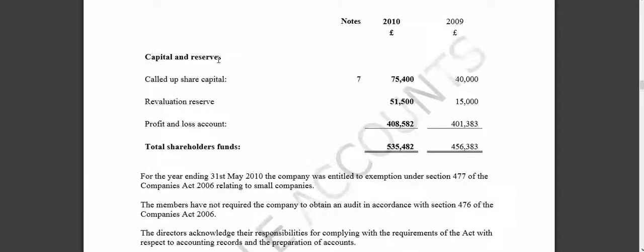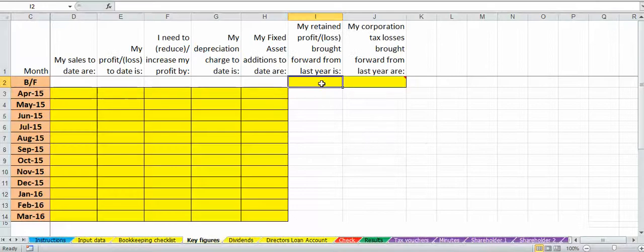We've got in this case abbreviated accounts. But under capital and reserves, which is the second part of your balance sheet, you'll see a figure for profit and loss account. If that's a positive, it means you've got a profit, and if it's a negative, it means you've got a loss brought forward. So you want to put your retained profit or loss brought forward from last year. If we haven't yet done your accounts, you may have to put in a draft figure there and change it later. And the reason that's important is because if you've got a loss brought forward, you're not going to be able to declare a dividend until your profits this year are enough to offset that loss.